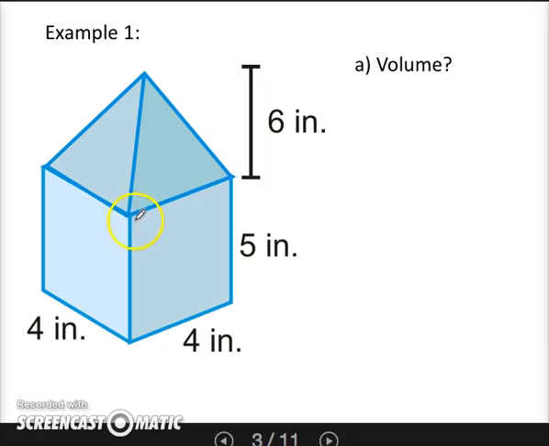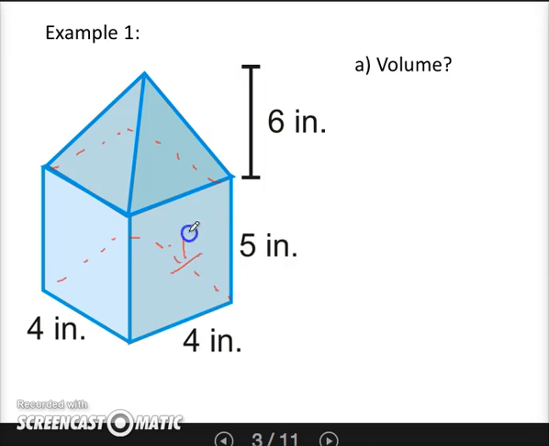In this case, we have a rectangular prism that's been put together, you can imagine them being glued together, with this pyramid with a square base. So how would we find the volume of this composite solid?